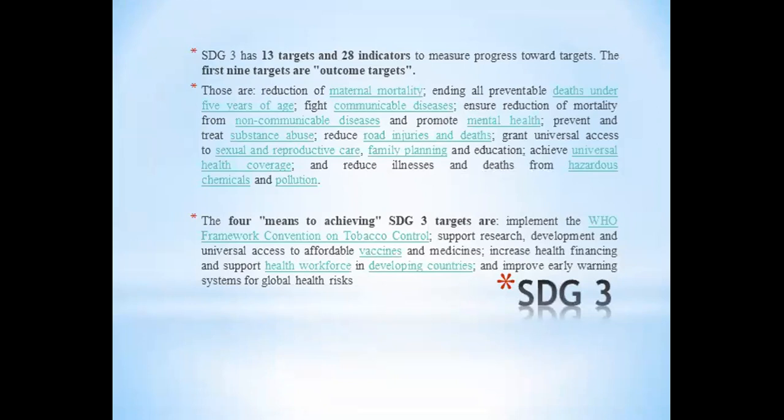The first 9 targets are actually outcome targets, which include MCH, communicable disease, mental health, road deaths, and family planning. The last 4 are means to achieve the SDG 3 targets, which are the WHO Framework Convention on Tobacco Control, support for research and development, universal access to vaccines, and increased health financing and support for the health workforce in developing countries.